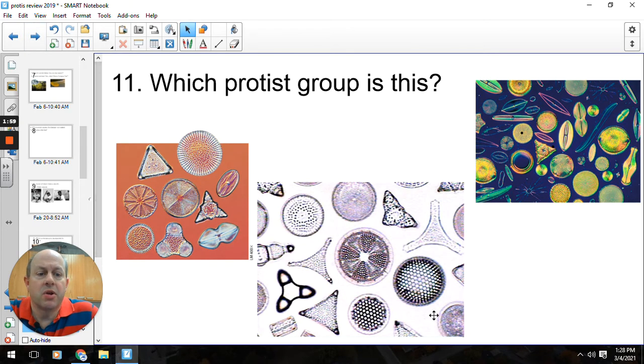These pictures all represent the diatoms. So a little different from the forams. Diatoms are more crystalline-like. Forams are the ones that are a little bit more seashell-like.